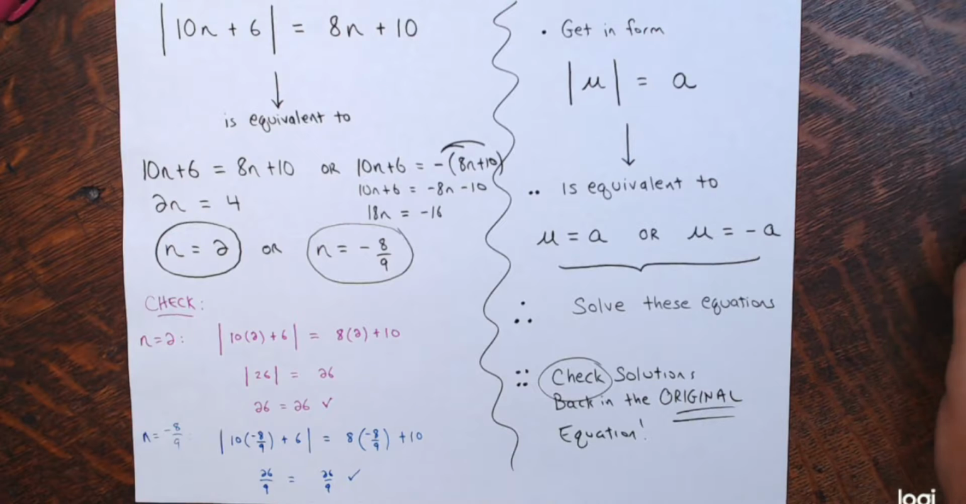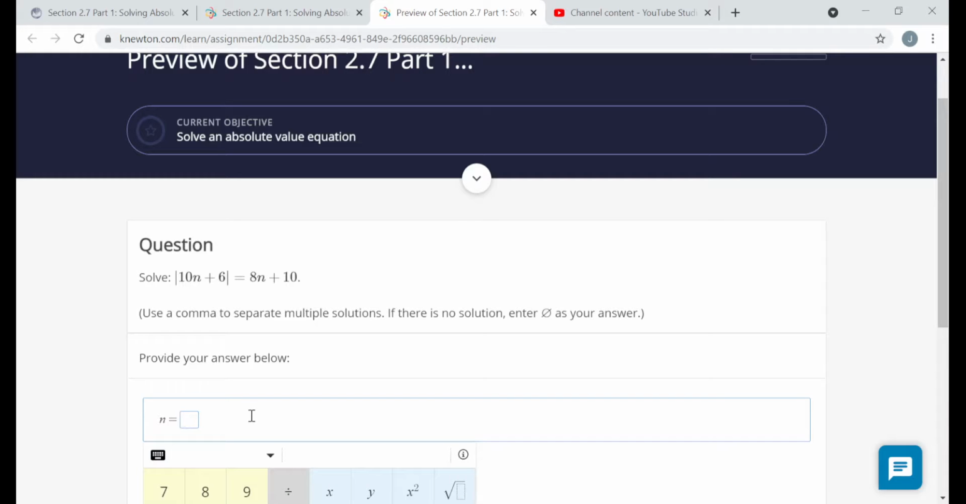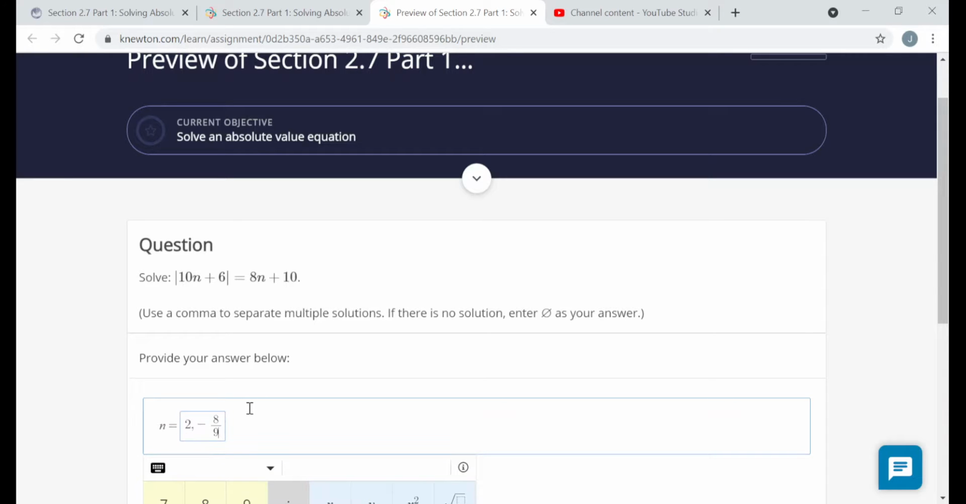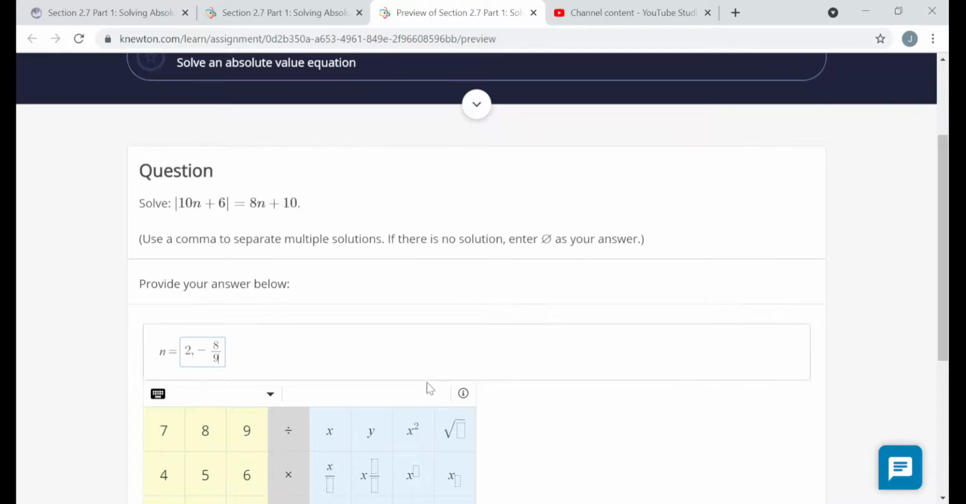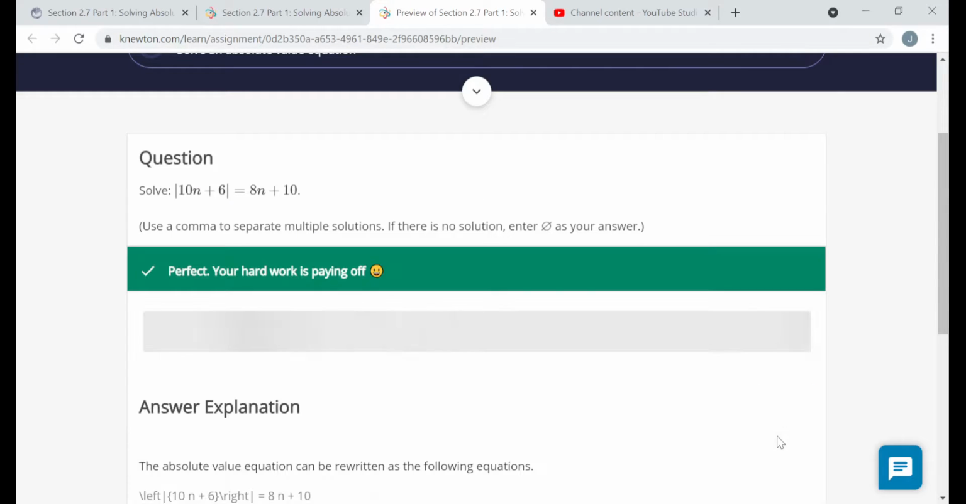So I'm going to enter both of those. Going back to read the instructions, it says use a comma to separate multiple solutions. So they're saying here n equals, one of them was 2, comma, and the other solution was negative 8 ninths. And I checked them and both of them worked. And then I hit submit, and it says, hey, perfect, great, you did it.